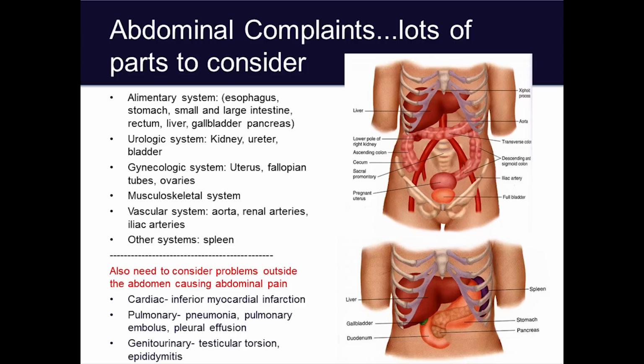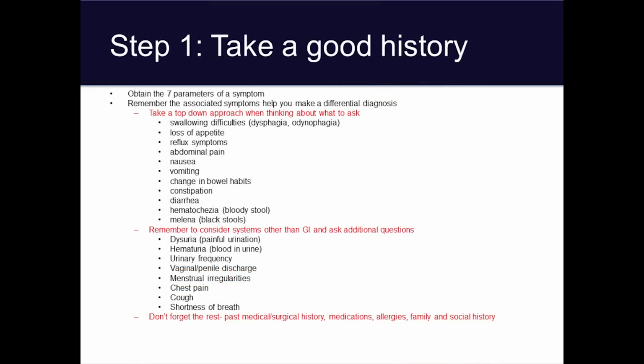If you have a male patient who has testicular torsion or an infection in the epididymis, sometimes they can present with abdominal pain as well. So the abdominal complaints can be from a lot of different sources, and it's important to know your anatomy and to think broadly. The first step is obviously taking a good history. You always want to obtain the 7 parameters of a symptom.